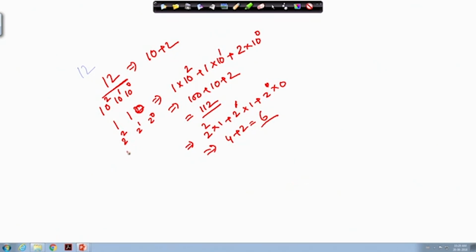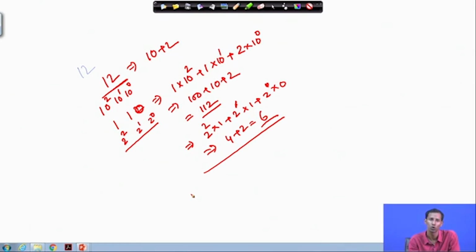This is unsigned number representation, but in signed number representation there are two formats. What is that? One is sign magnitude, another one is 2's complement format. We will come to that point later, but there are two types of number representation for negative numbers in binary: sign magnitude representation or 2's complement number representation.